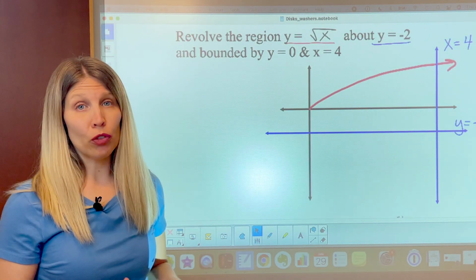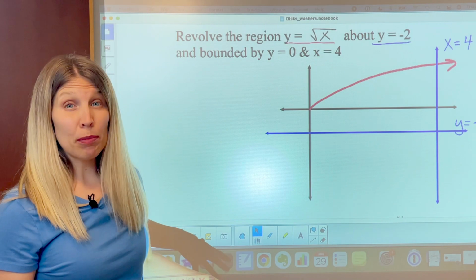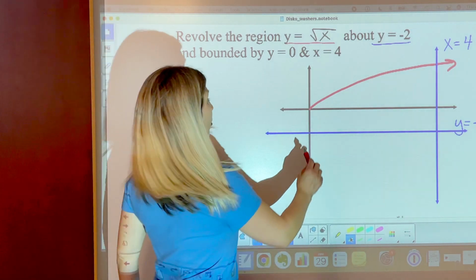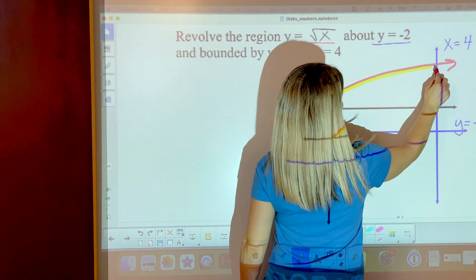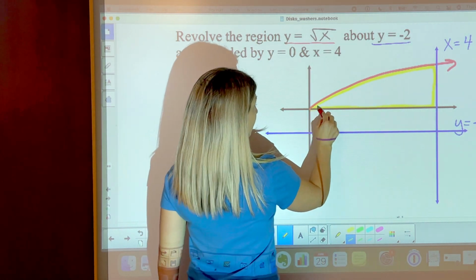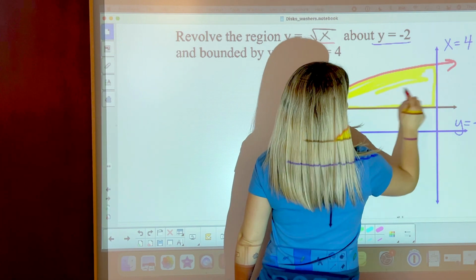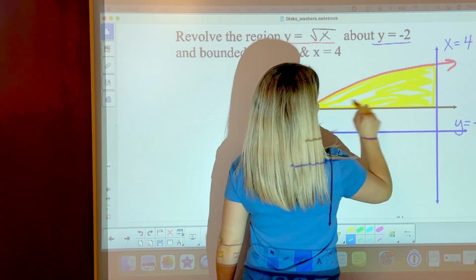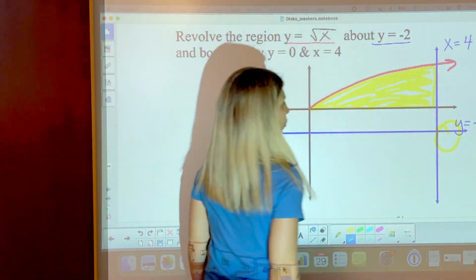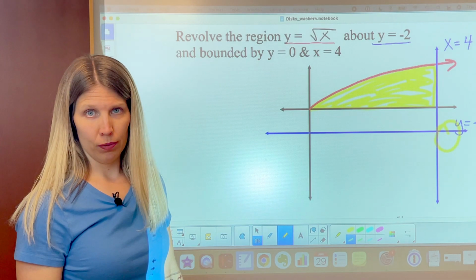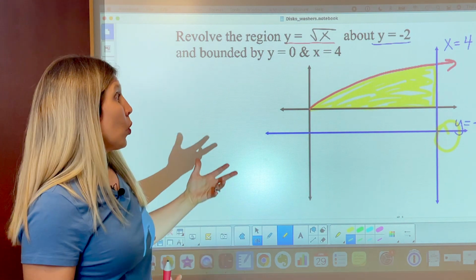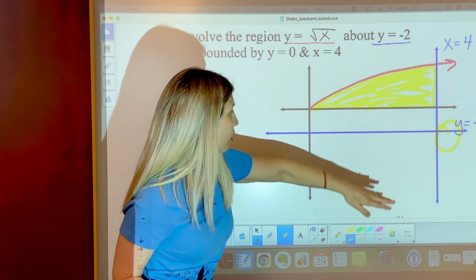So now I'm going to show you about the washer method. We're going to take a similar problem, but I'm just going to change where we spin the function around. In this problem, we're still going against the x-axis. We're bounded by x equals 4, and by the y-axis and 0. This is the area that we are going to spin. But this time, we're spinning that around y equals -2. If you can picture in your mind what that looks like, we have to spin this over this way.